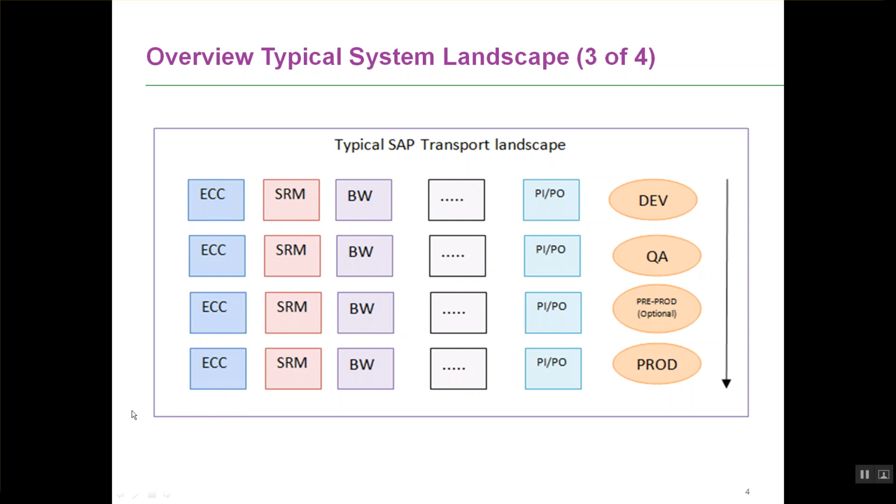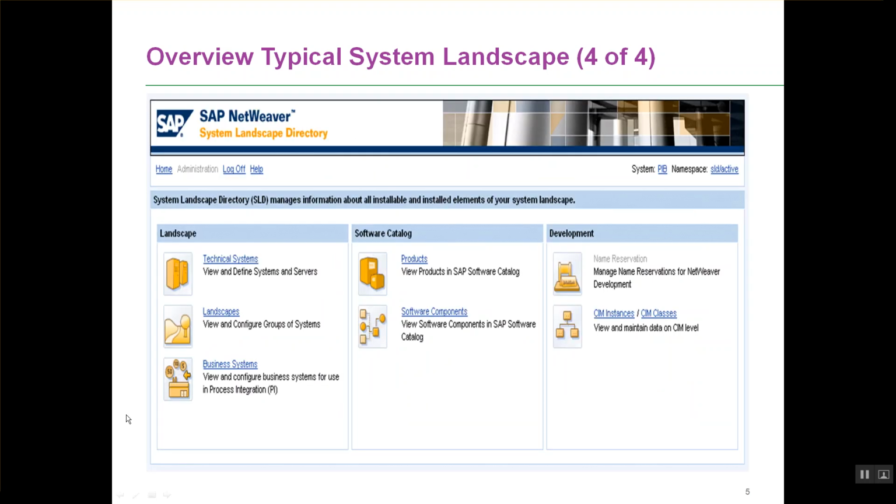So SLD provides you with all three different facets, and this combined together is used in a PI. This is what an SLD looks like. You have the landscape information. We'll cover this in detail in the next slide. We'll have the landscape information, and you'll have the software catalog, which is the product information. And this development is more for basis administrators when they want to maintain the SLD or upgrade the SLD. We would only be focusing on the software catalog and the system landscape.